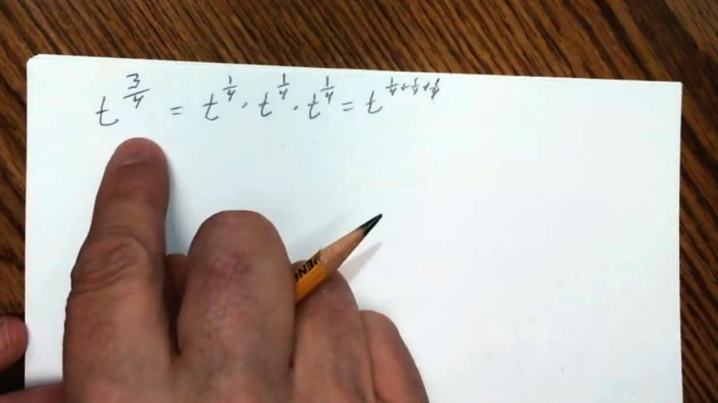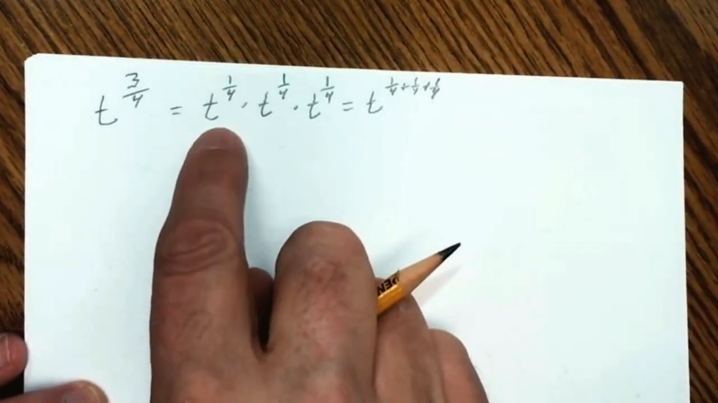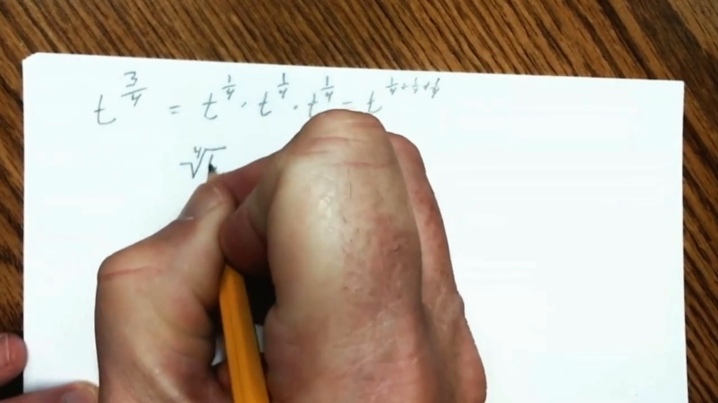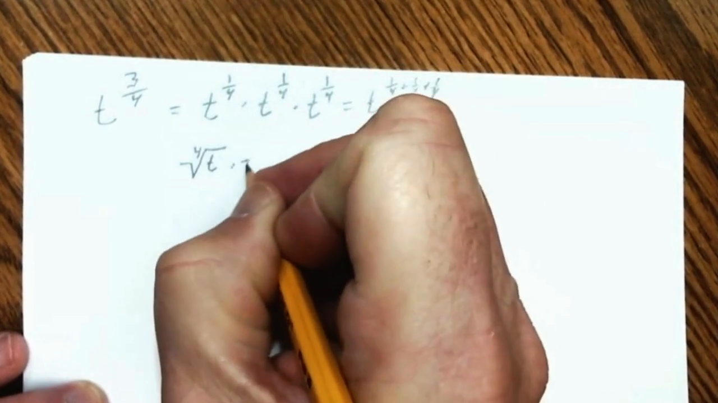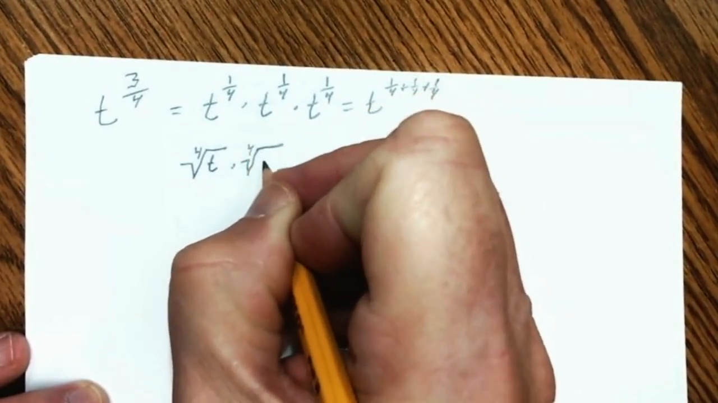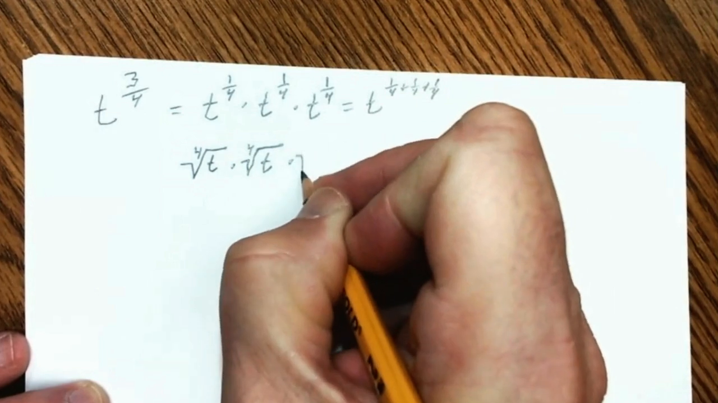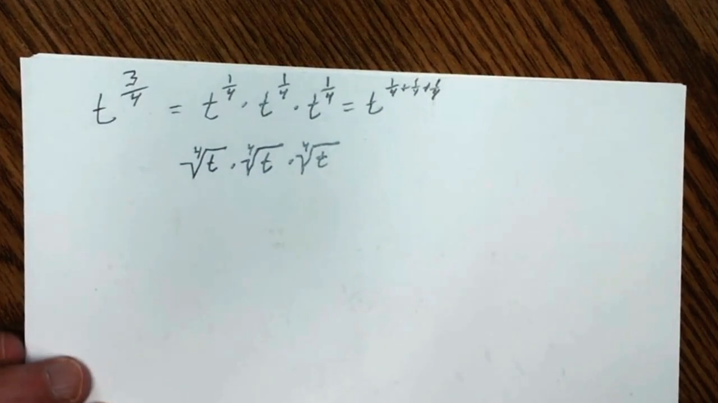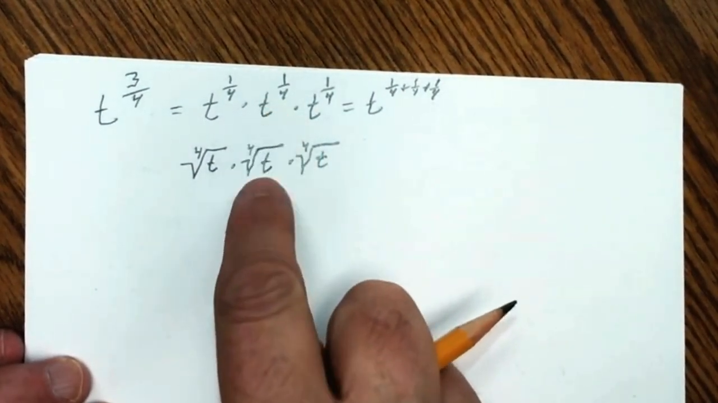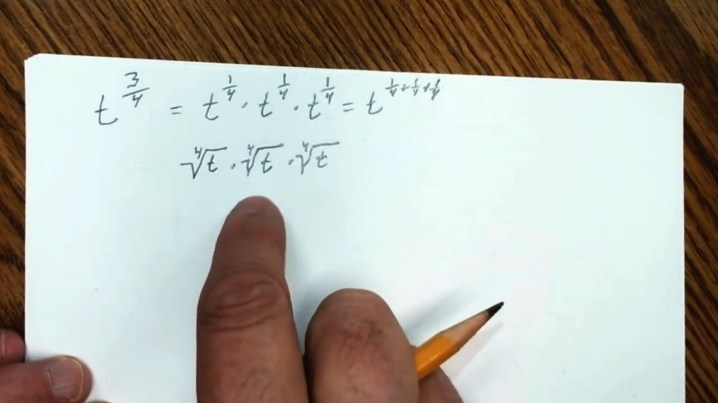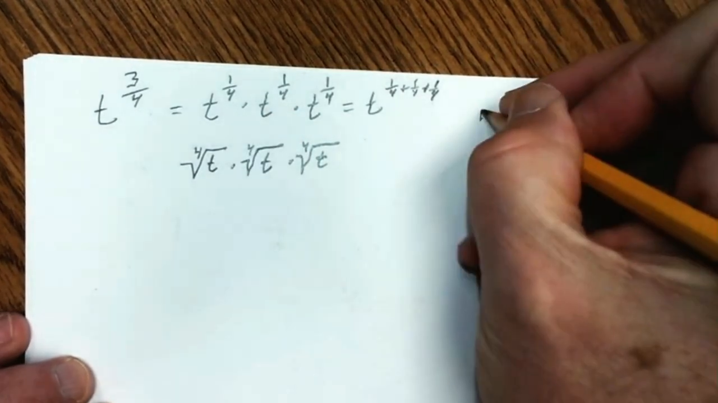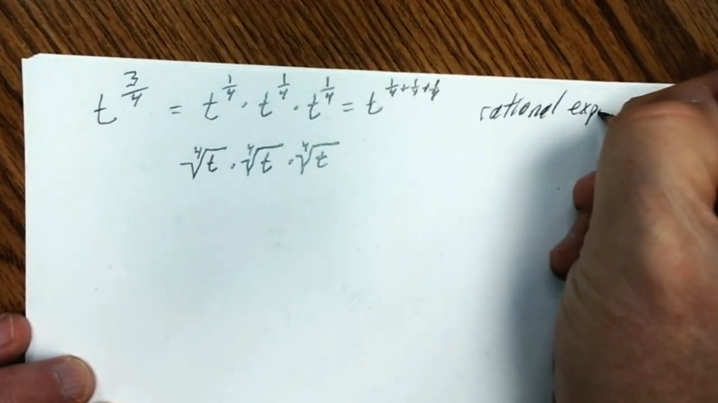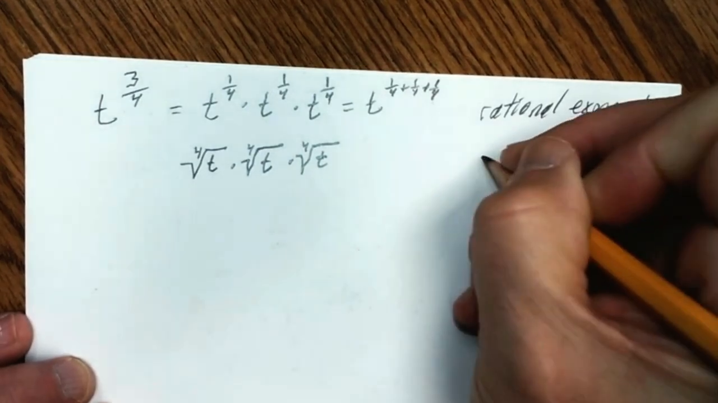But we can write this as a radical because t to the 1/4 is the same thing as the 4th root of t times the 4th root of t times the 4th root of t. This is the same thing as that. That's with a rational exponent. This is as a radical. Rational exponent. Radical.